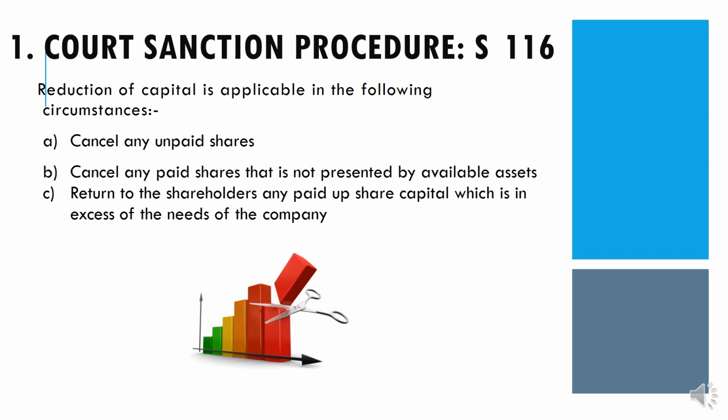Court sanction procedure under section 116. The reduction of capital is applicable in the following circumstances. Under 116, the company wants to cancel unpaid shares. Or there are paid shares that are not represented by available assets, and the company wants to cancel these shares. Number 3, the company wants to return to the shareholders any paid-up share capital which is in excess of the needs of the company. So the company is not in need of it, and the company wants to return it to the shareholders.